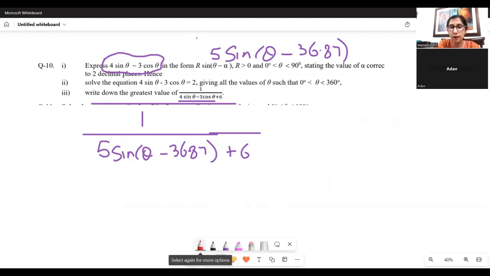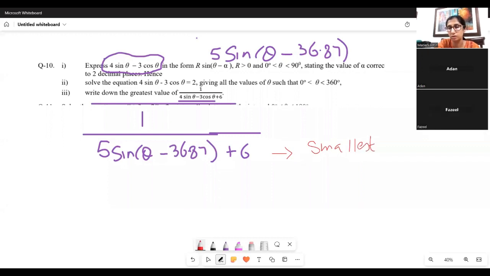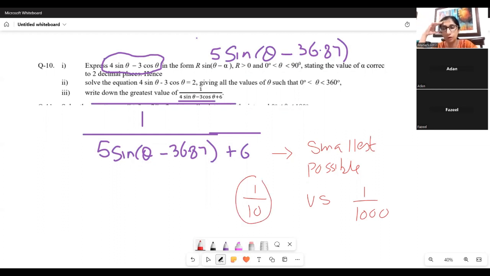If we want the greatest value, then the denominator should be smallest possible. A fraction is big if its denominator is small, for example, 1 over 10 versus 1 by 1000. Which of these is bigger? 1 by 10, because its denominator is smaller. So in order to make this fraction the greatest, we need to take such a value of 5 sine theta minus 36.87, which is the smallest possible value.